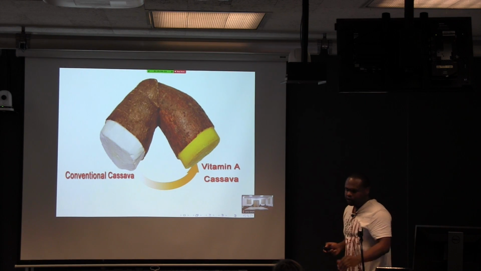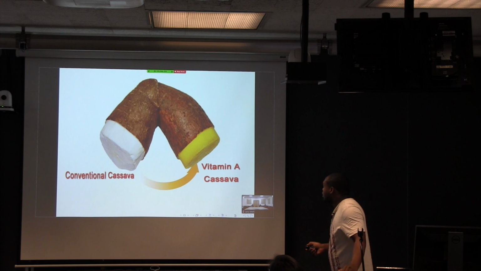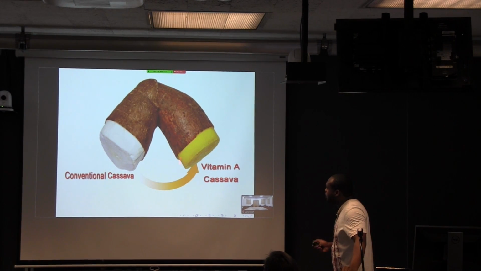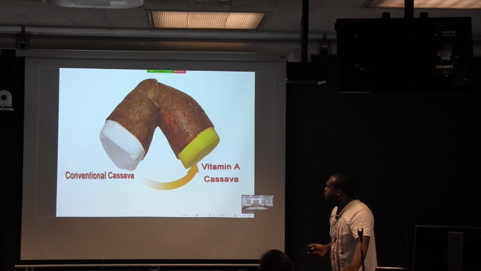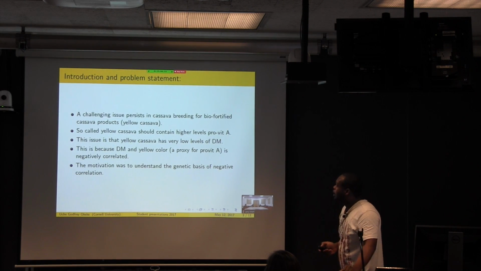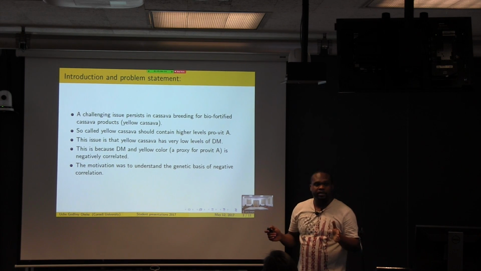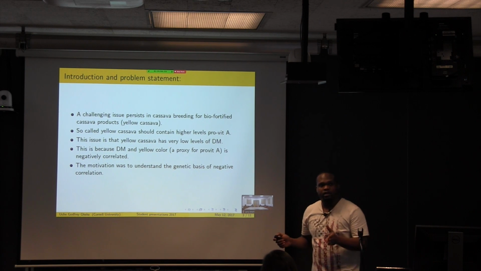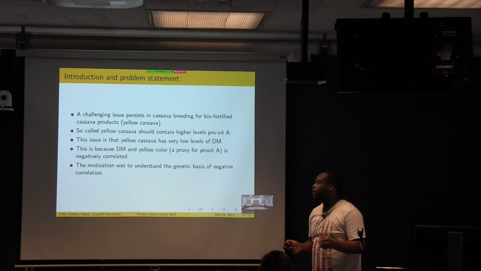So I have a picture of what conventional cassava looks like. It's mainly white to cream. And then this is what we call the yellow cassava, which is an effort by HarvestPlus to biofortify cassava with provitamin A. HarvestPlus is a program with the CG systems, and with cassava, the main target is provitamin A.